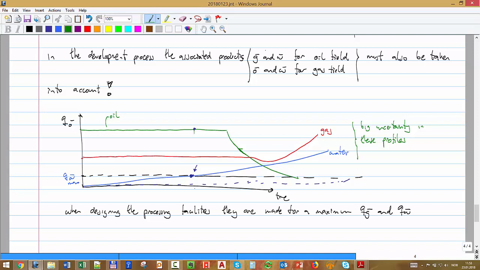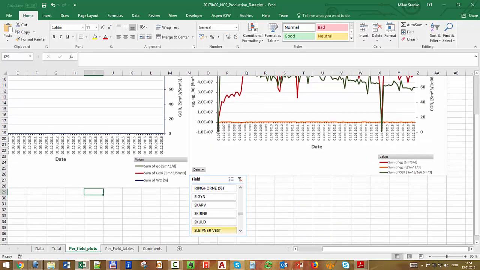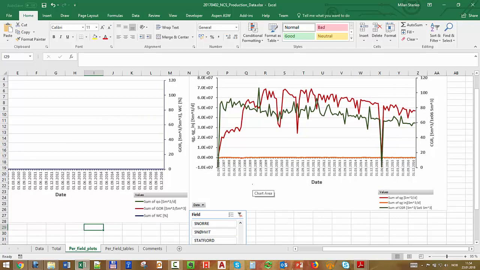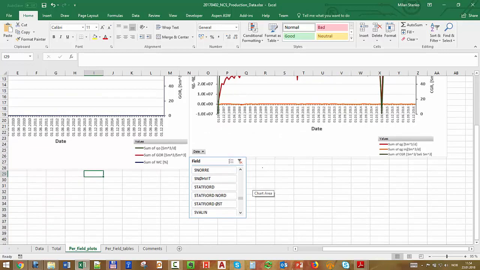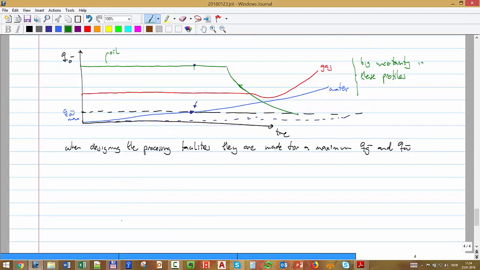And I think I had an example. It was one field. Let's see if I find it very quickly. Well, I can find it for next class.